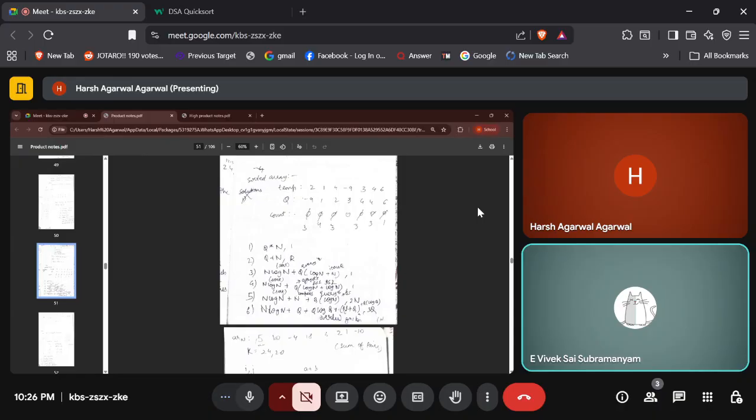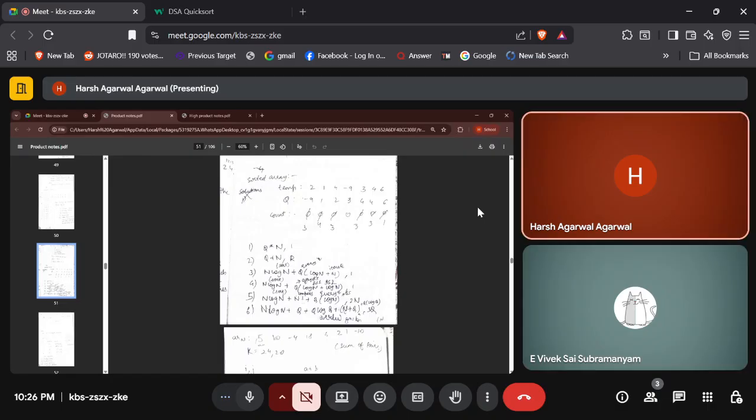N log n is sort plus n is compare sum. N is I think count sort. No, not count. I also don't remember. We saw the fifth one and the sixth one and we were stuck. What is happening there? Leave it. Don't waste time. Okay, leave it.